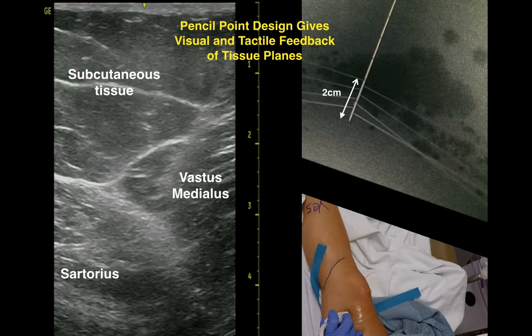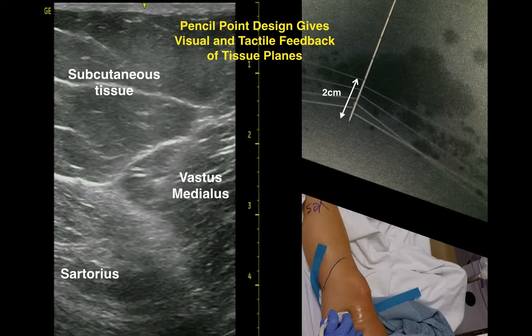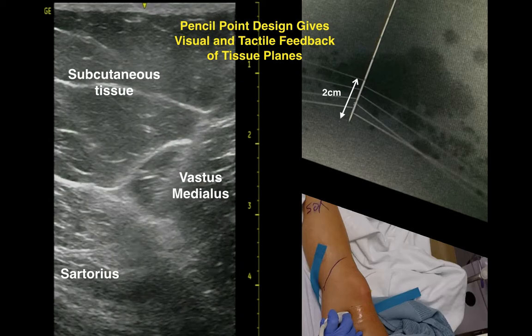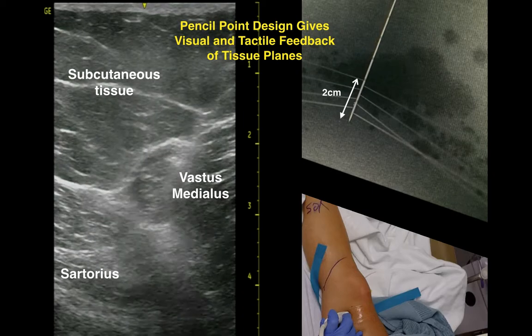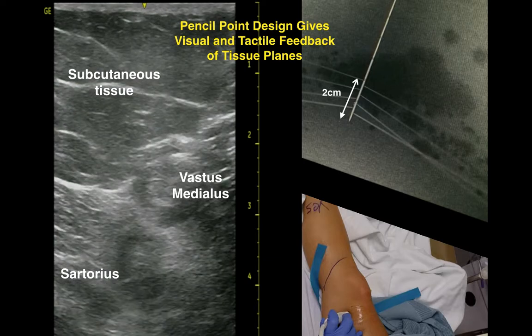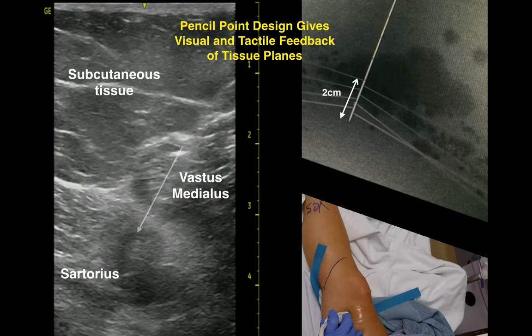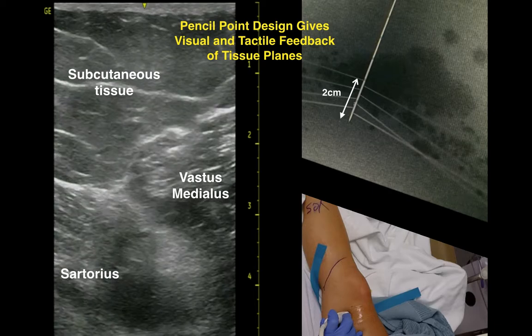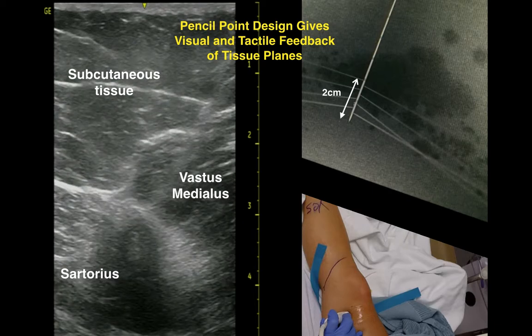During this actual in-plane approach, there is tenting of the fascia as the pencil point needle crosses the tissue plane between the vastus medialis and sartorius muscles. This gives the operator visual and tactile feedback as the needle crosses the targeted tissue plane. With injection of a 20 ml volume of local anesthetic, there is visible hypoechoic distribution along the distal 2 centimeters of the needle, which extends into the adjacent sartorius and vastus medialis muscles.